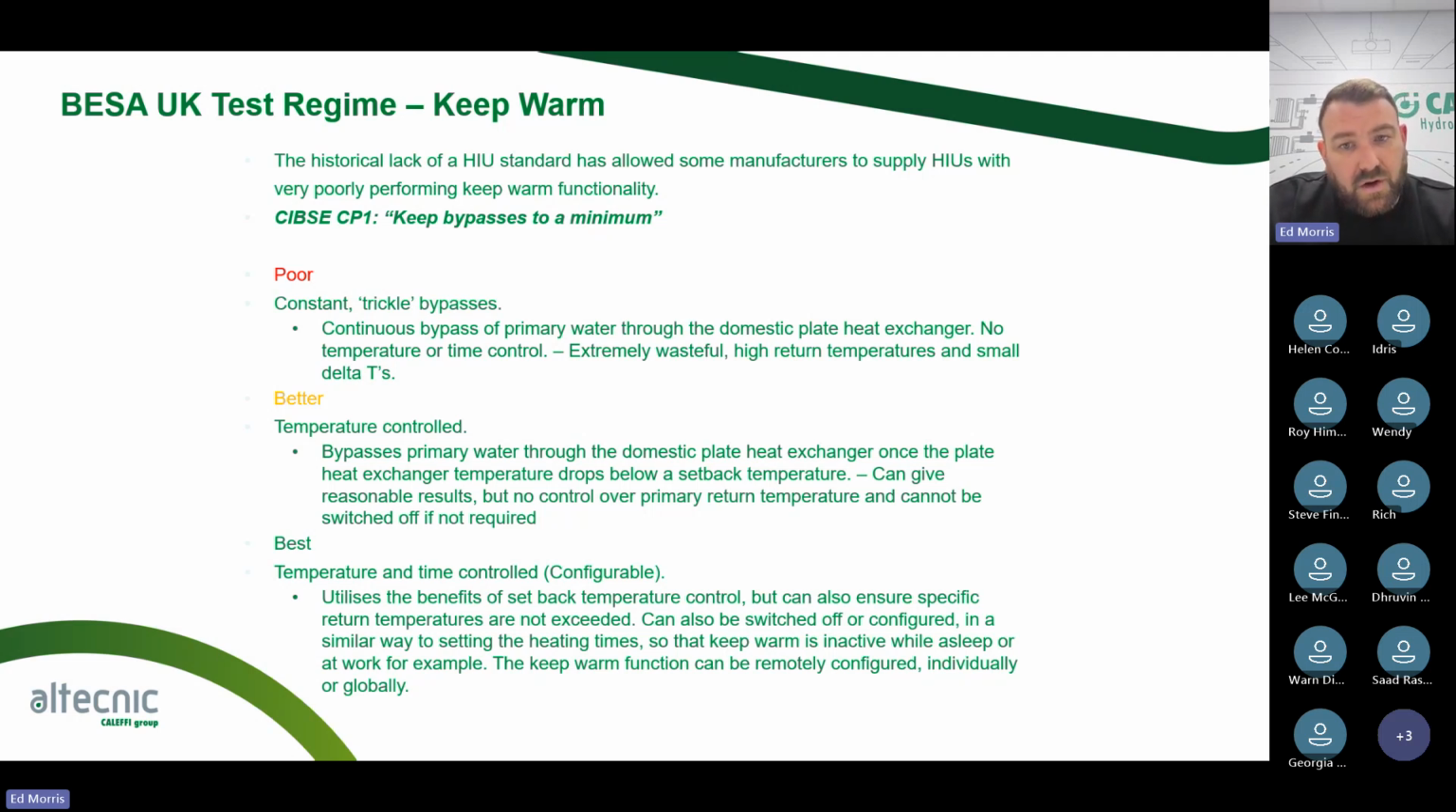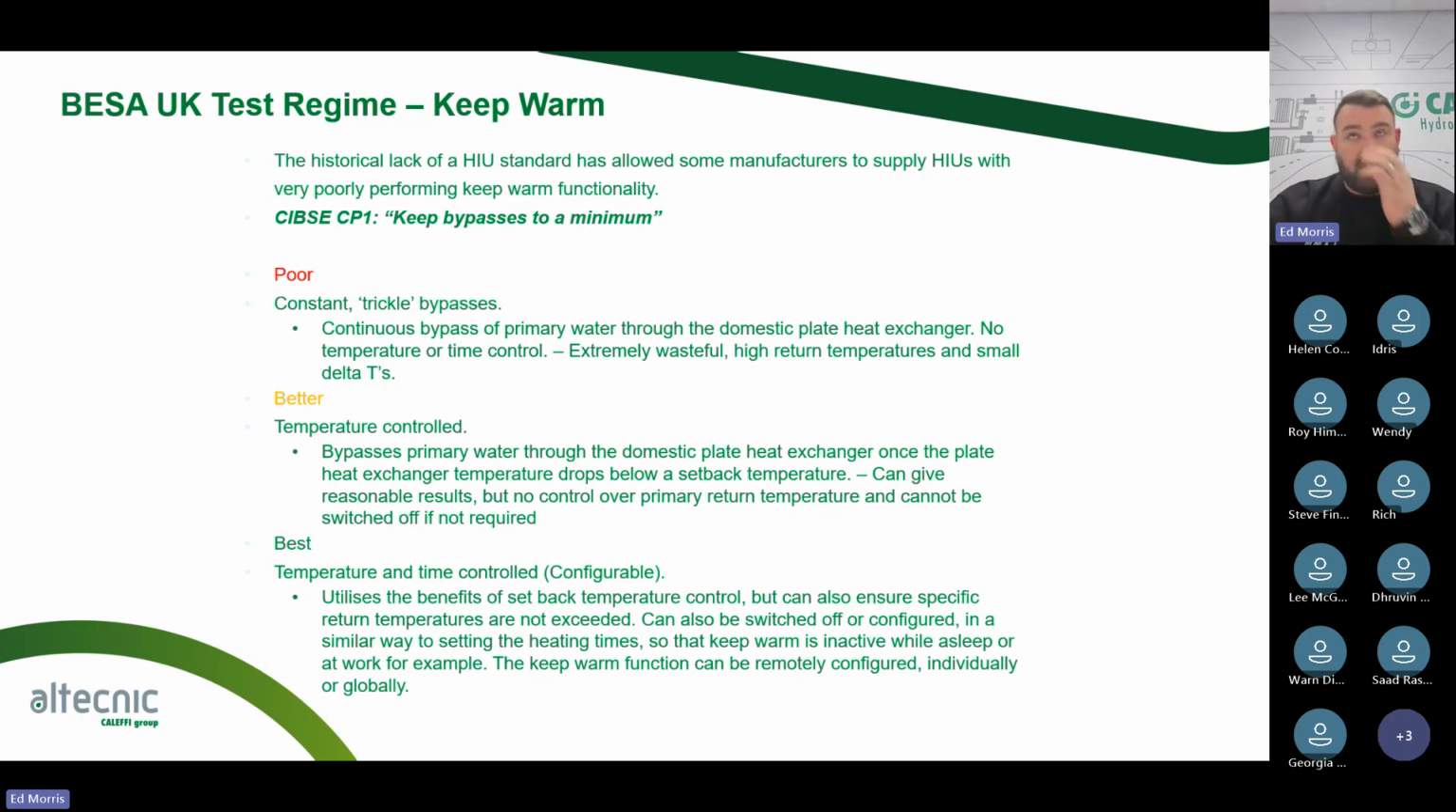Keep warm can also be switched off, on, or configured in a similar way to setting your heating time, so that keep warm is inactive while you're asleep or at work, for example, and the keep warm function can be remotely configured individually or globally. So what I mean by that is you can set your keep warm to come on exactly the same as you would with your heating and hot water on a standard boiler.